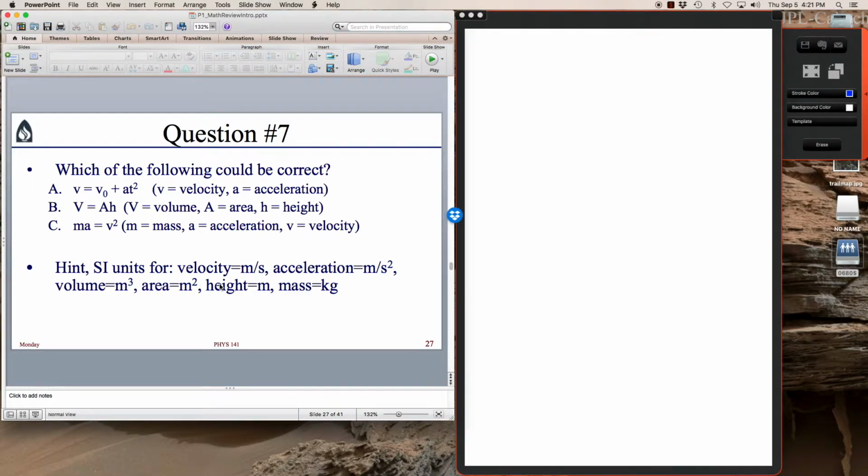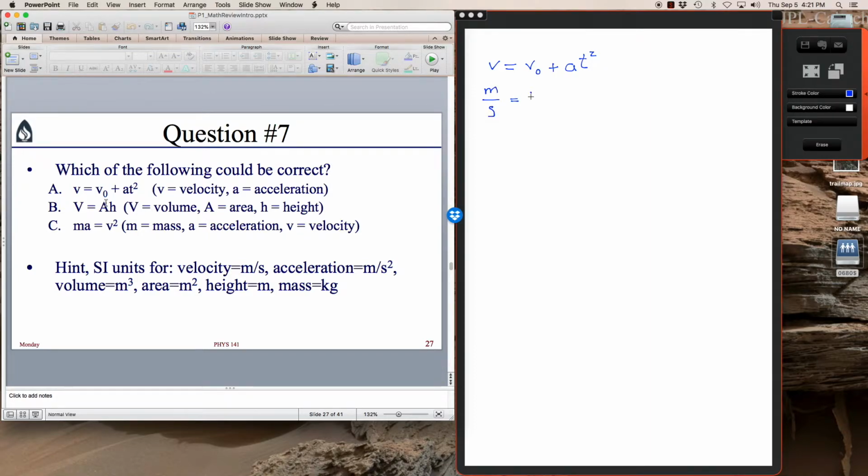So first we'll take a look at the first equation, equation A. And equation A suggests that velocity is equal to an initial velocity plus an acceleration times time squared. And we can fill in the units for each of these quantities. A velocity is meters per second in SI units.